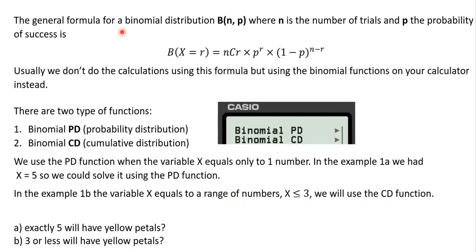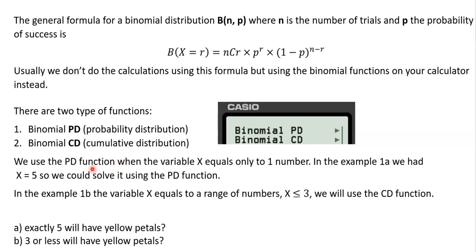The general formula for a binomial distribution B(n, p), where n is the number of trials and p is the probability of success, is here. But normally we don't use it because all these calculations can be done using the binomial functions on your calculator. For the binomial distribution, there are 2 functions: binomial PD, where PD stands for probability distribution, and binomial CD, which stands for cumulative distribution.